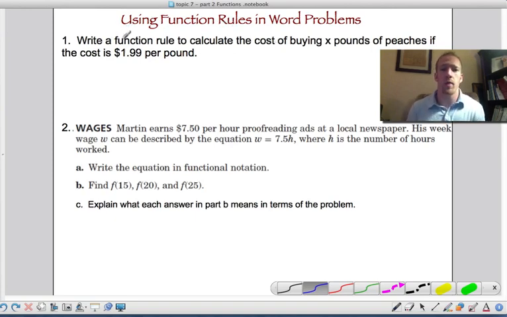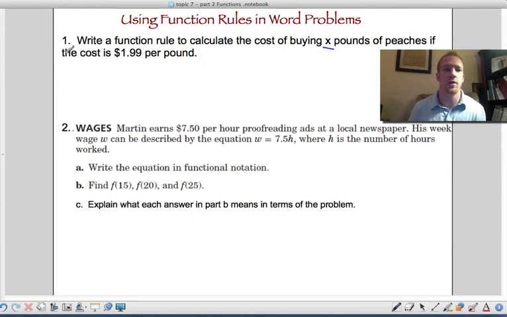So, we want to write a function rule to calculate the cost of buying x pounds of peaches if it costs $1.99 per pound. See that word per? That is really important, right? So that you know that if it was 1 pound, it'd be 1.99 times 1 pound. If it was 2 pounds, it would be 2 times 1.99. Or if it was 3 pounds, 3 times 1.99, right? So those numbers, 1, 2, and 3, those are our x's. Those are the x number of pounds.